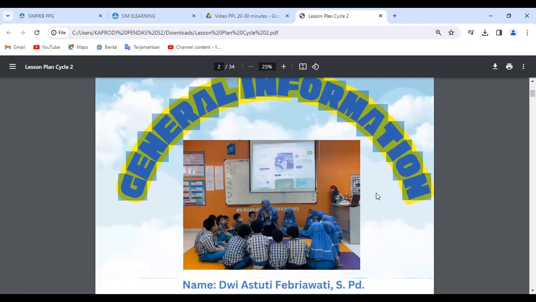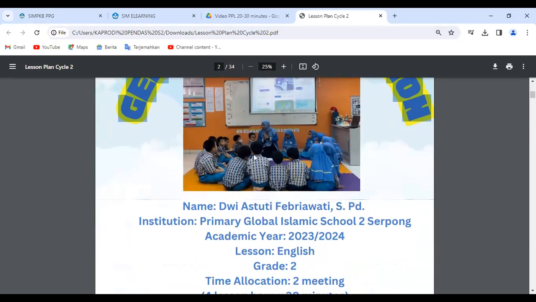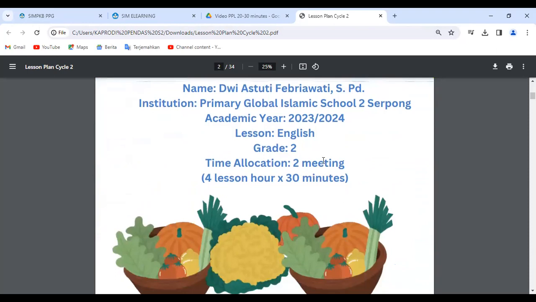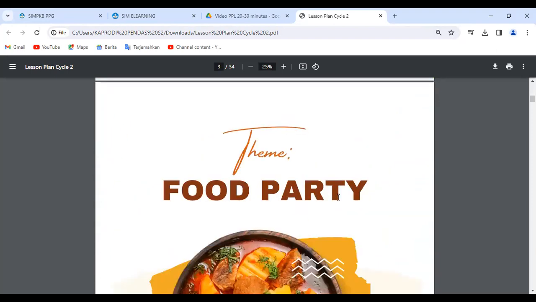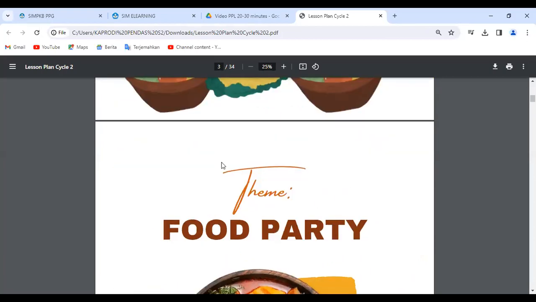Yes. Okay, starting with the general informations, we can see the picture here consisting of the teachers and also all of the students. The level for this teaching document is for the primary Global Islamic School Serpong. The grade is second grade. For time allocation, it will be used for 2 meetings. The theme of this teaching document is food party. That's why, starting from the cover, we can see many different types of foods.